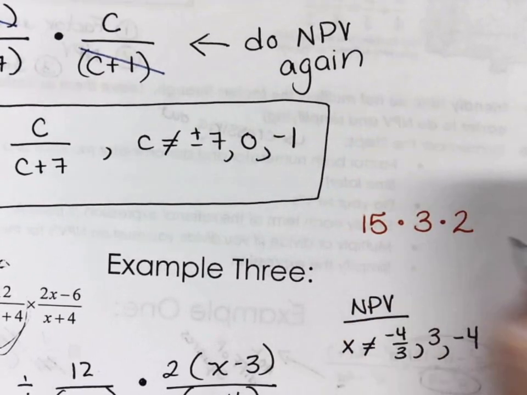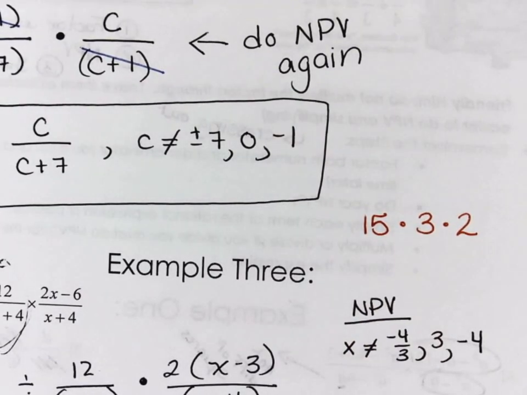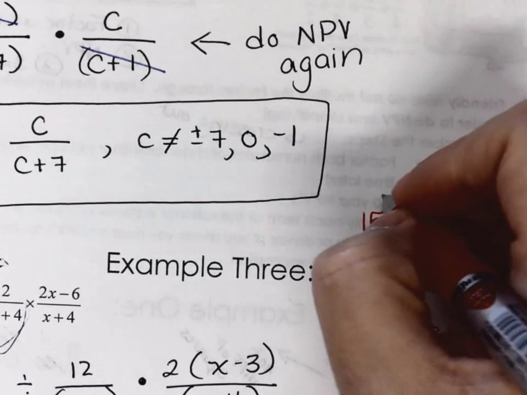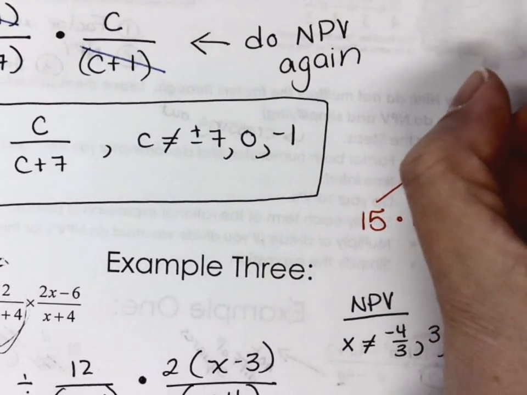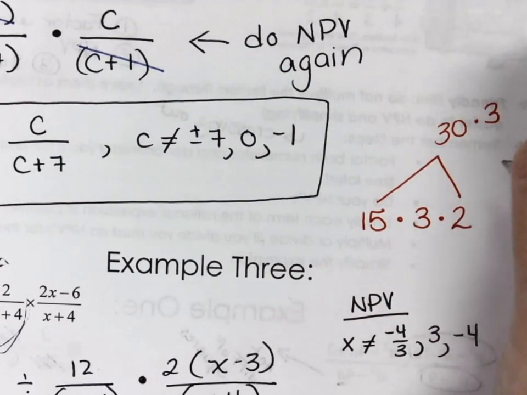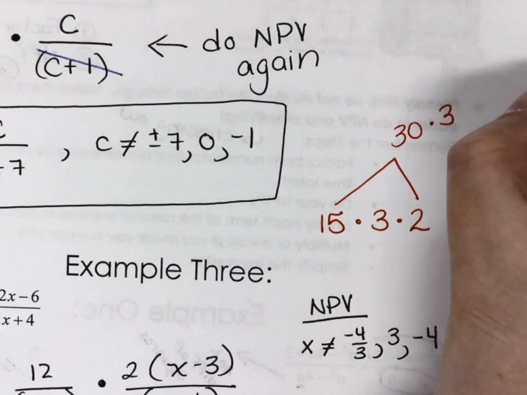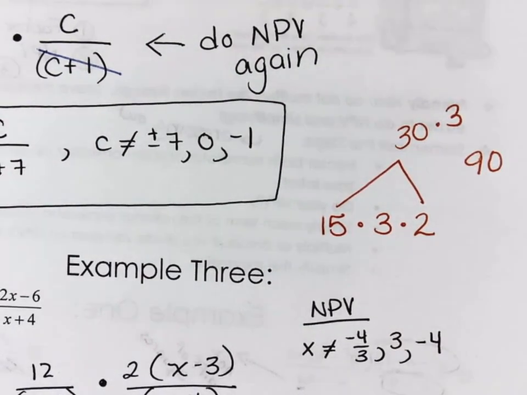How would you guys tackle multiplying that? Okay, so you're going 15 times 2 because that's really easy. And then I'm going to times that by 3. And what do I get? Hopefully you get 90, but 60 is kind of close.